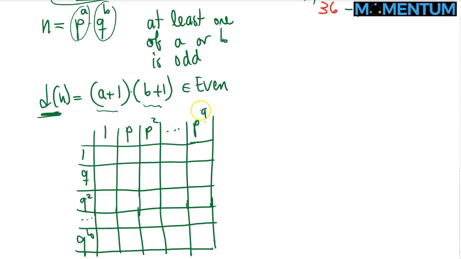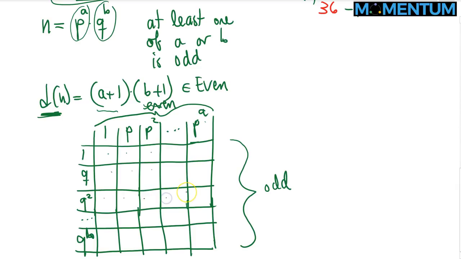Now remember that one of a or b is odd, suggesting that we have either an even number of rows or an even number of columns. So pretend that we have an even number of, say, columns. Maybe both of them are even, but at least one of them should be even for this procedure that I'm about to show you to work. And inside these little squares, we are going to place all the divisors of our number. That's a systematic way to make sure that we're not missing any of the divisors.